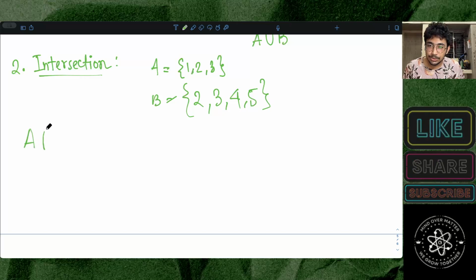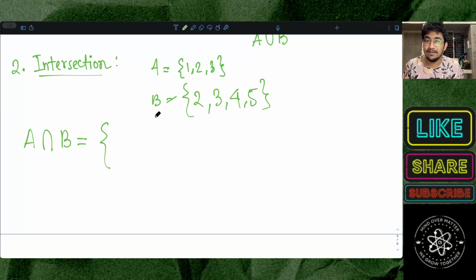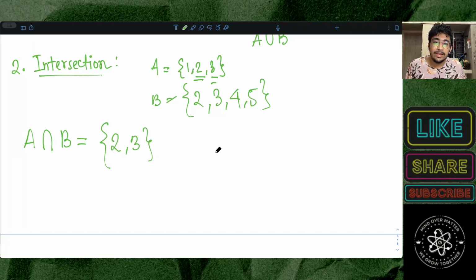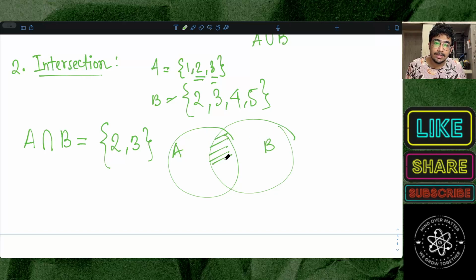So A intersection B, this is the sign of intersection. A intersection B only contains the elements that are present in both A and B. So in this particular case, 2 is present in both A and B and 3 is present in both A and B. So A intersection B is basically this set 2 and 3. Using Venn diagrams we can also picture this. Suppose this is my set A and this is my set B, and this area is the A intersection B part, because this area is present in both A circle and B circle, right?